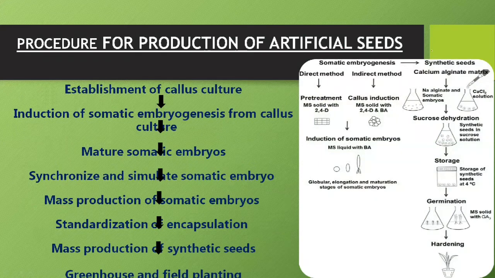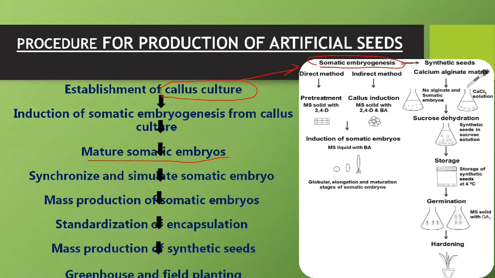Procedure for artificial seeds. So what is the procedure? The very first requirement for artificial seed is somatic embryos. Somatic embryos are directly converted into artificial seed by encapsulating materials. For somatic embryogenesis, we first need a callus culture. So first there is establishment of callus culture, then induction of somatic embryos from the callus culture with the help of different methods, and then mature somatic embryos are selected.